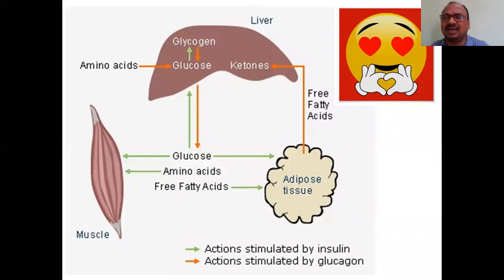Yeah, very important diagram. I love this diagram, I fell in love with it, my first crush. Here in this diagram, what will insulin and glucagon do? See this arrow mark, see my cursor: actions stimulated by insulin, the ash arrow marks, and actions stimulated by glucagon, the orange arrow marks. What insulin will do, what glucagon will do.